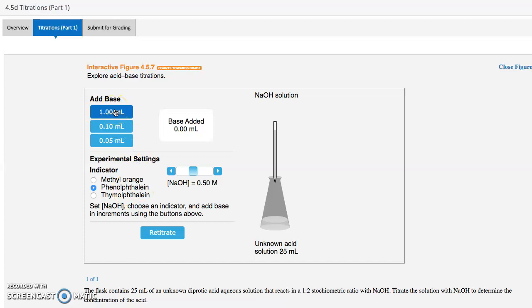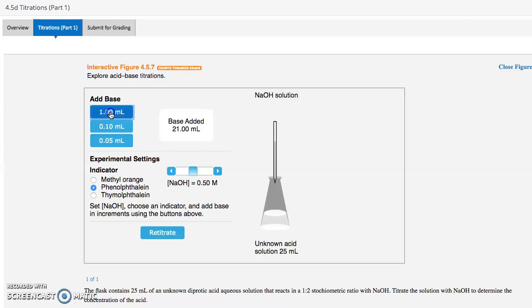That's what they mean by titrate. When I open this valve on my burette and add that solution, I'm titrating. Here we can change the concentration of the sodium hydroxide, but this question didn't say anything about that, so I'm gonna leave it where it is. And I'm going to add this just 1 mL at a time, and you can see that volume increase.